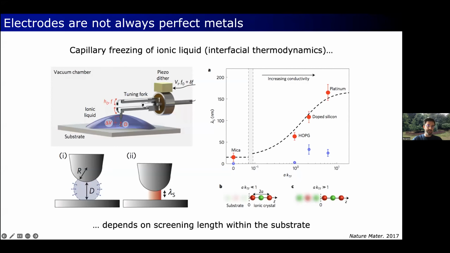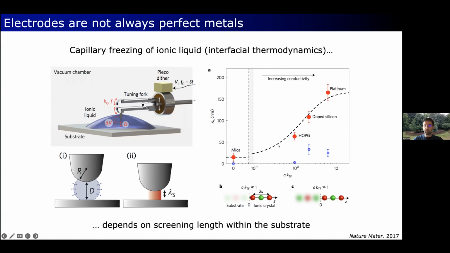And so when you confine the liquid between the tip of the AFM and the substrate, there is at some point a change in the mechanical response from liquid-like to solid-like. And this change in the response occurs at a particular distance here, lambda s, which depends a lot on the nature of the substrate. They could rationalize all their observations by describing the length at which capillary freezing occurs by characterizing the substrate with the screening length within the substrate. So the Thomas-Fermi screening length, which is the inverse of this k_TF here. I'll get back to the screening length later in my talk.